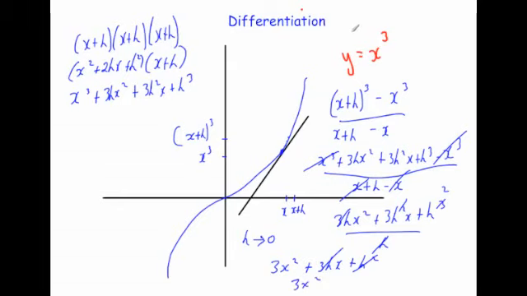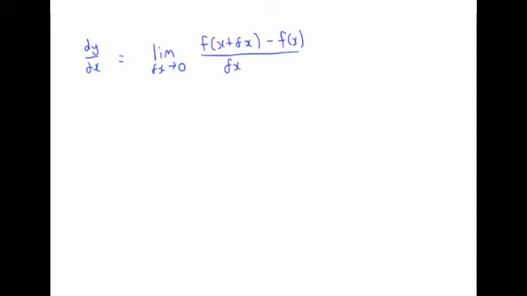Now this process of going from the curve y equals x cubed to the gradient is called differentiation. And the notation is dy by dx, which stands for the change in y over the change in x. As you have seen, we're working out the gradient, dy by dx, the change in y over the change in x. So that means that dy by dx is equal to 3x squared.